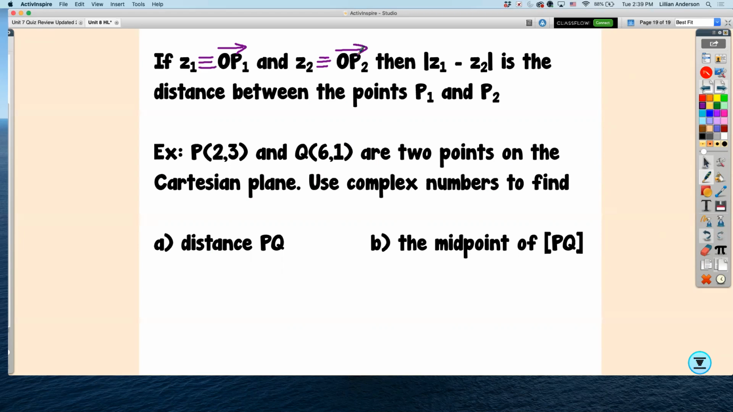So in an example, P is (2, 3), and Q is (6, 1). They're 2 points on a Cartesian plane. We're going to use complex numbers to find the distance of PQ and the midpoint of PQ. Of course, we could always use the distance formula and the old school midpoint formula, but we're using complex numbers here.